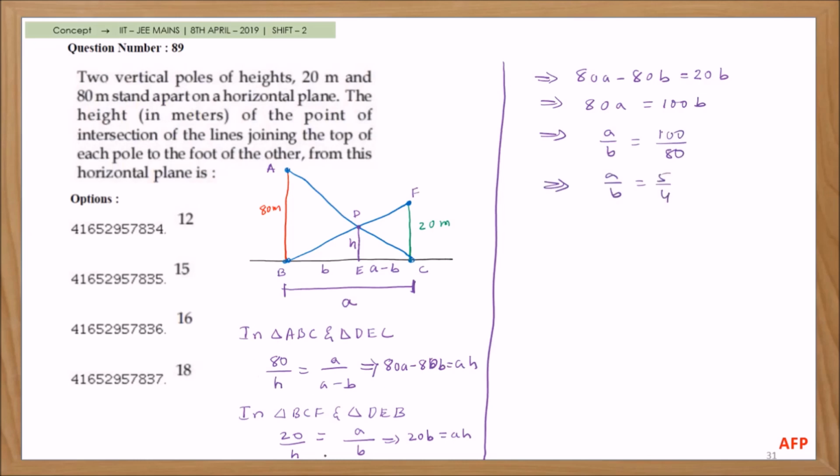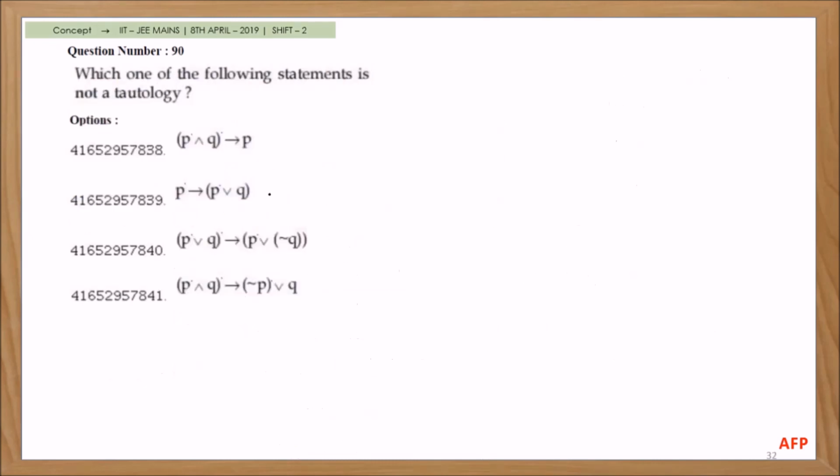So therefore we use this equation: 20 by H equals A by B. So this is nothing but 20 by H equals 5 by 4. So H equals 20 into 4 divided by 5. Here it is 4 times, so 16 is the height. 16 units. Your option 3 it follows.